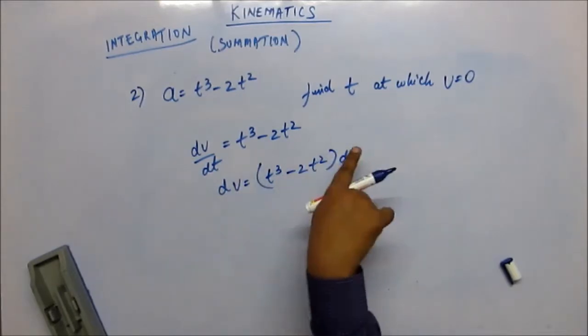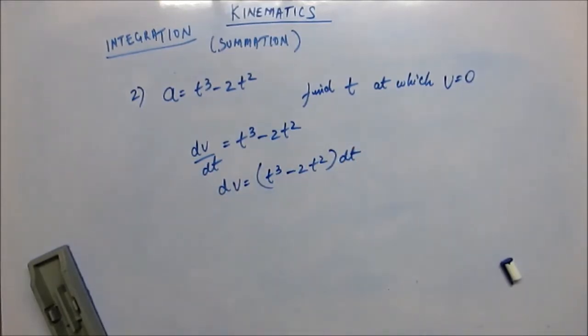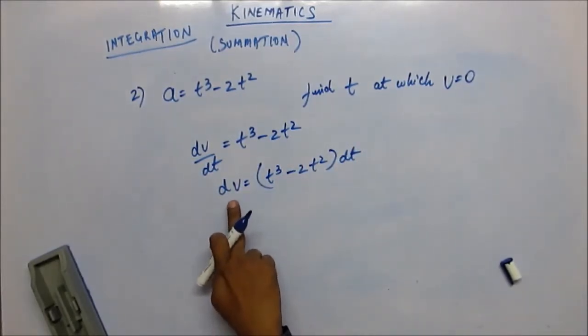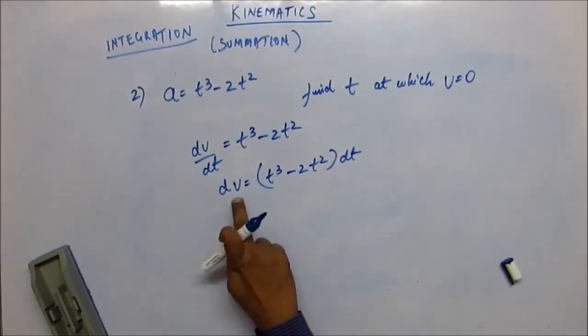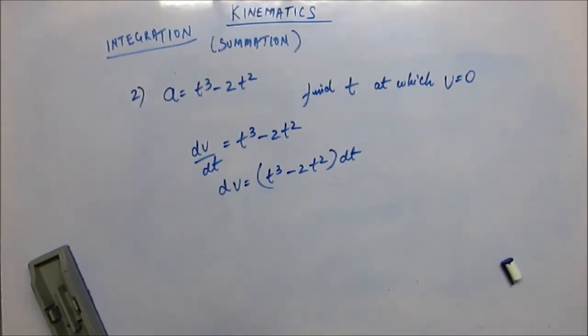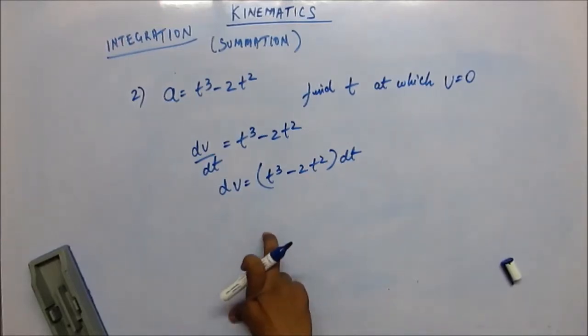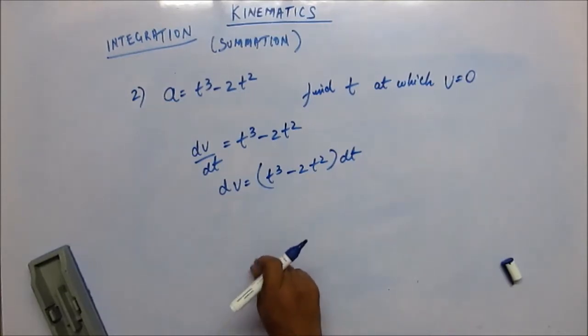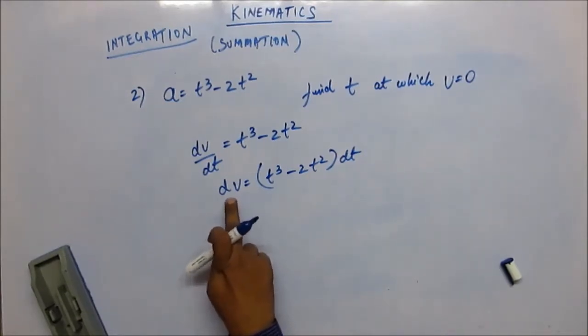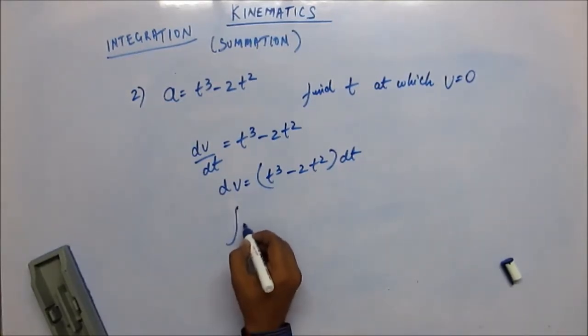Normal arithmetic, bringing dt on the right hand side. So that's it. Now this is dv. We want v. This is a small change in velocity. We want the entire change in velocity from t is equal to 0 to t is equal to t. So we'll have to sum up all the changes. That means we have to integrate this.